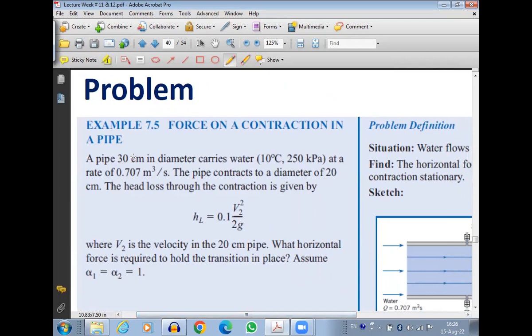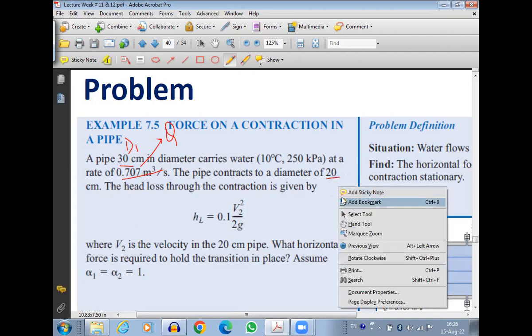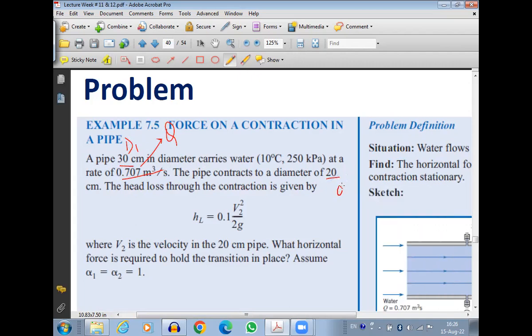A pipe 30 centimeters in diameter carries water at a rate of 0.707 meter cube per second. So this is volume flow rate. 30 centimeters is the diameter. The pipe contracts to a diameter of 20 centimeters. So this is, you can say, diameter 1, the bigger diameter, and this is the smaller diameter, which I can write as small d, or as d2.